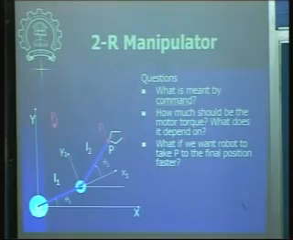What if you want to take this point P from the starting point to the final point in a faster way? Naturally you will see that we need to have more torque if we want to move faster, right?